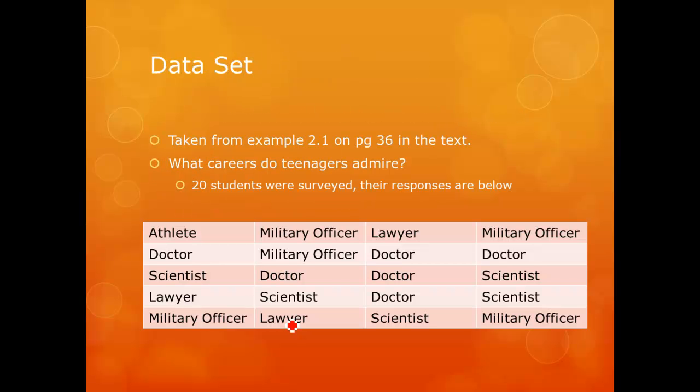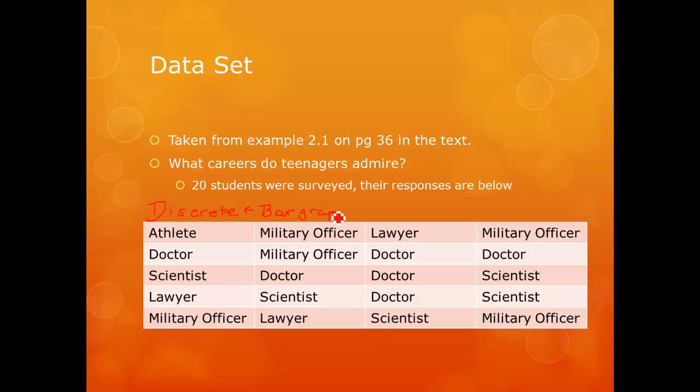So for the first thing, here's our data set. We have an example taken from 2.1 on page 36 in the text. What careers do teenagers admire? 20 students were surveyed. The responses are below. They chose athlete, doctor, scientist, lawyer, and military officer. So again, this is qualitative data, and I'm going to use a vocabulary word here. It's also discrete data. So when we build the frequency distribution in the bar graph, this will come into play.